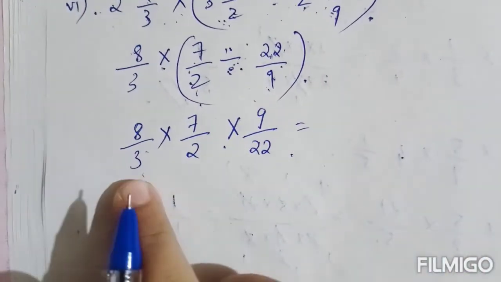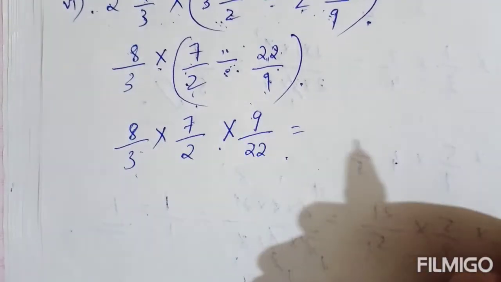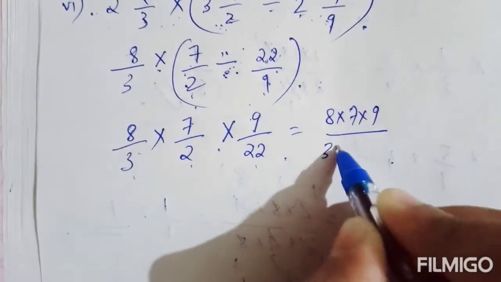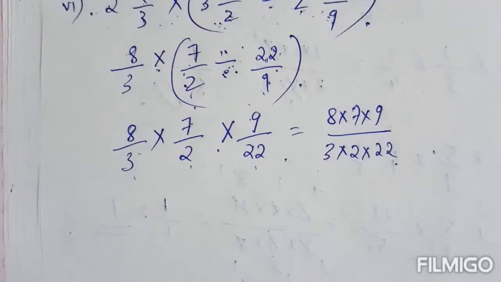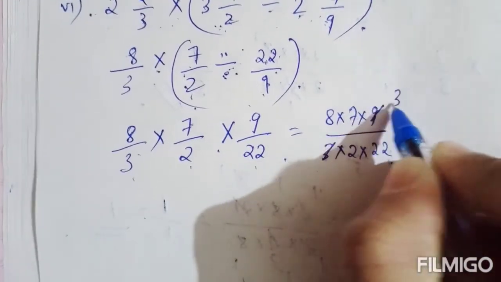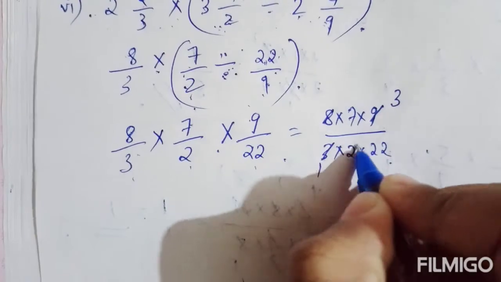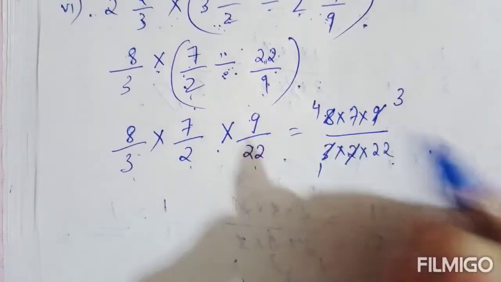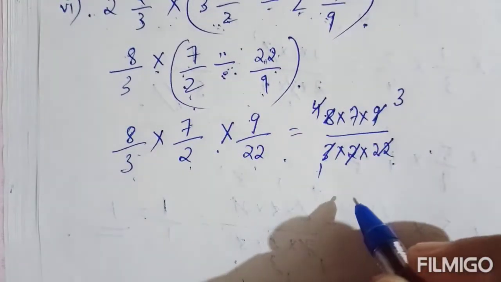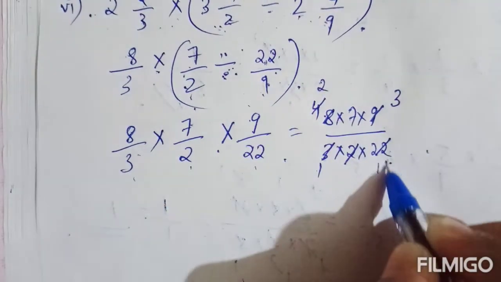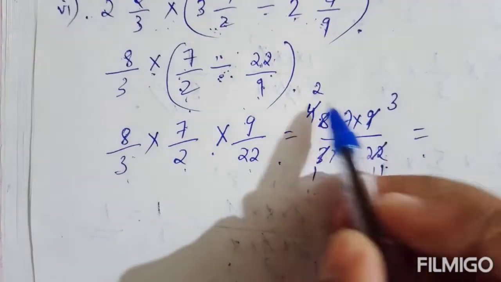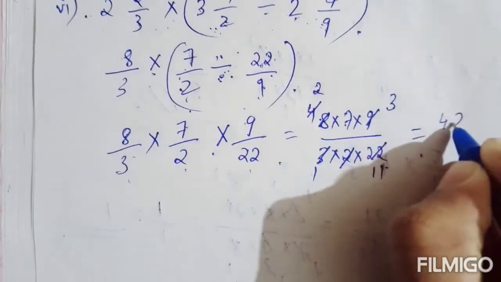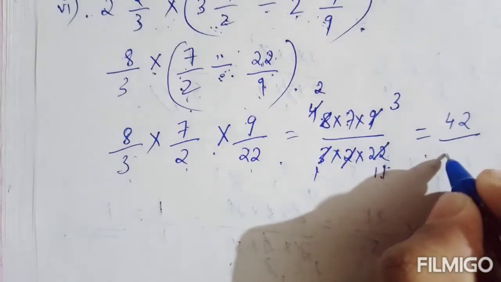How to find the product of three fractions? Product of numerator by product of denominator. So 8 into 7 into 9 by 3 into 2 into 22. Okay. So this 3 and 9, it will go in 3. 8 and 2 will go in 2. 8 divided by 2, it is 4. 4 and 22 will go in 2. 2 here and 11 here. Now you can find the product. 2 into 7 into 3. So 21 into 2 you will get 42 by 1 into 11, it is 11.